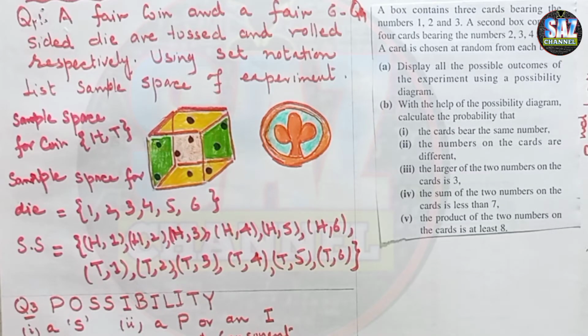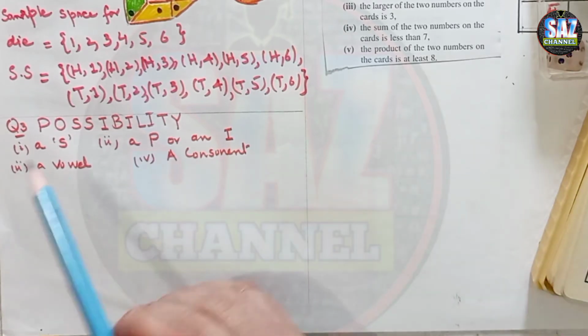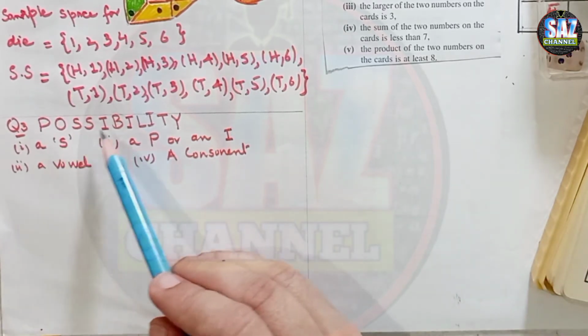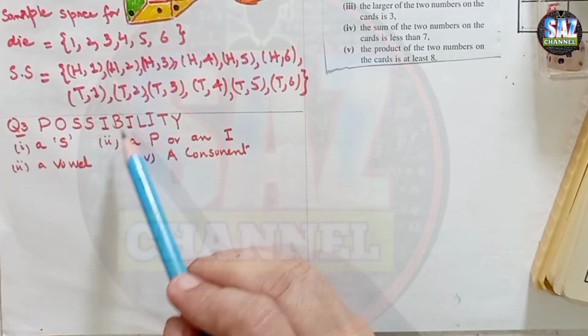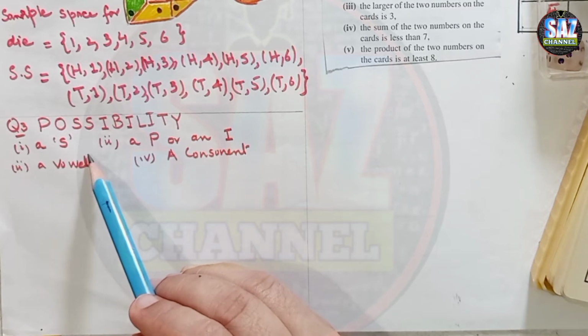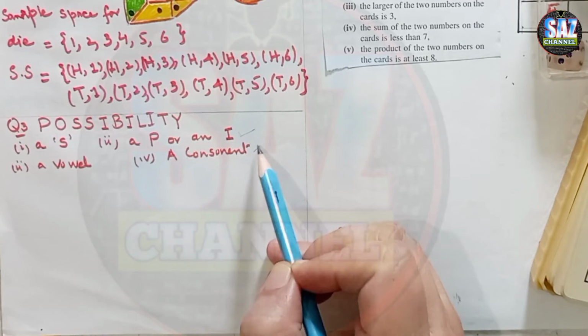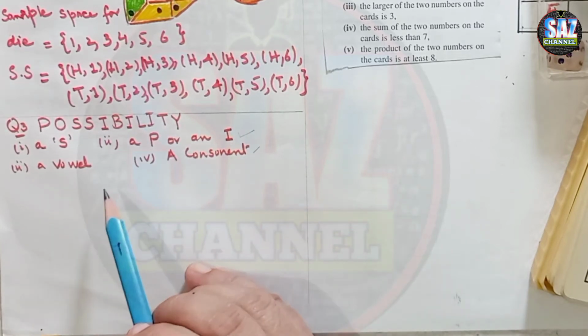Question 3 says that each letter of the word possibility is written on identical cards. One of the cards is chosen at random. Find the probability that the letter on the card chosen is, and there are different situations given. I will be discussing each part one by one.